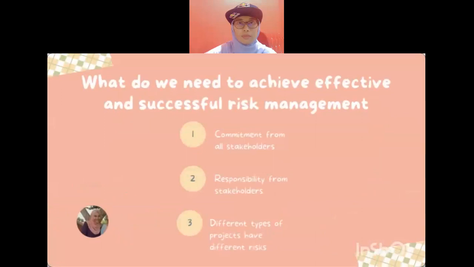What do we need to achieve effective and successful risk management? There are 3 aspects needed to achieve effective and successful risk management. The first aspect is we need commitment from all stakeholders. The second aspect is we need responsibility from stakeholders. And lastly, we need to remember that different types of projects have different risk.